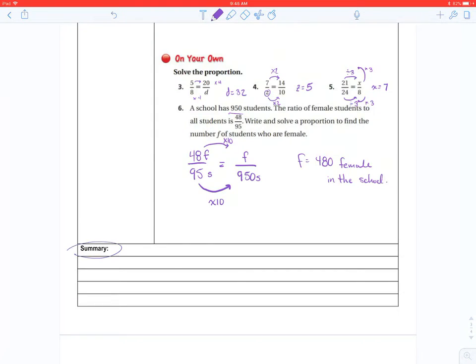All right, so don't forget to write your summary, 2 to 3 sentences of what you learned during this video. Maybe on these notes you learned how to write a proportion using a table, or maybe you learned how to do mental math by comparing the numerators and the denominators. So make sure you give me 2 to 3 full sentences of what you learned in order to receive your full credit.